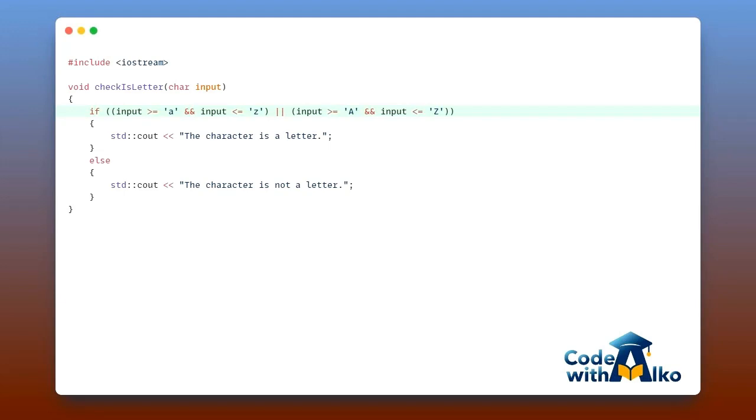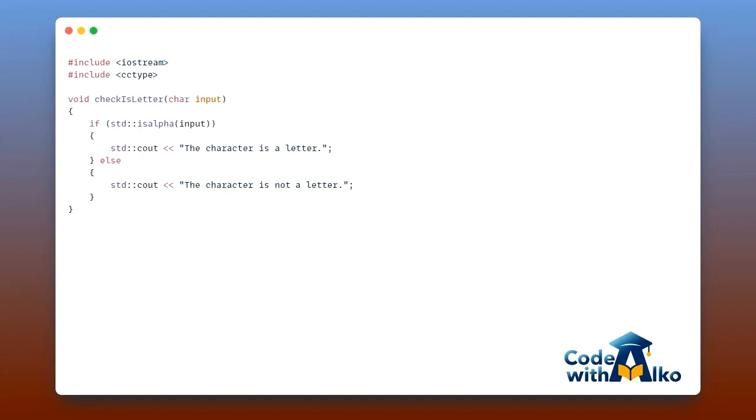Take a moment to appreciate how much cleaner and clearer this version is. The first thing we did was include the cctype header. This header is your best friend for all things related to character handling. It contains a whole set of functions for character classifications and conversions. Now look at our function. The if condition has been replaced with a simple call to the standard library function isalpha. The function's name tells you exactly what it does. It checks if the character is an alphabetic letter.